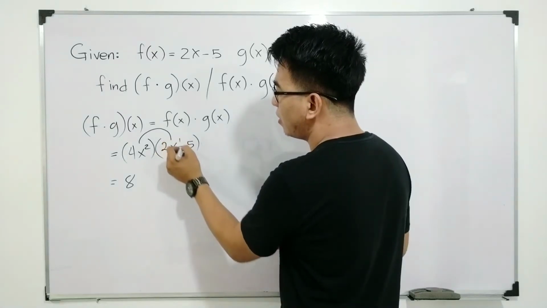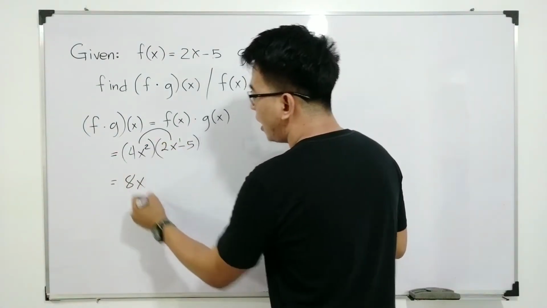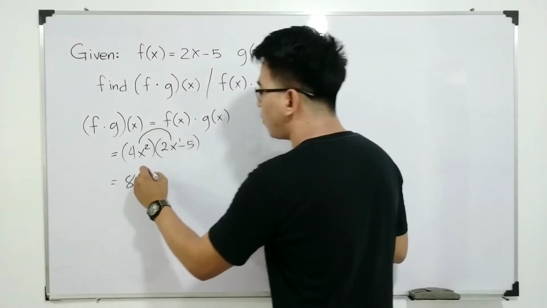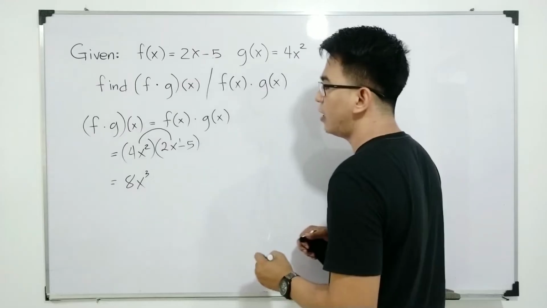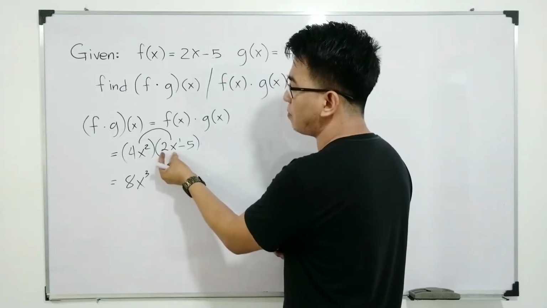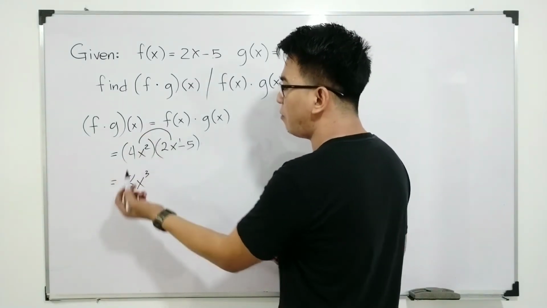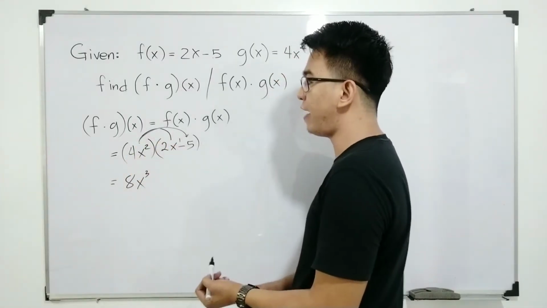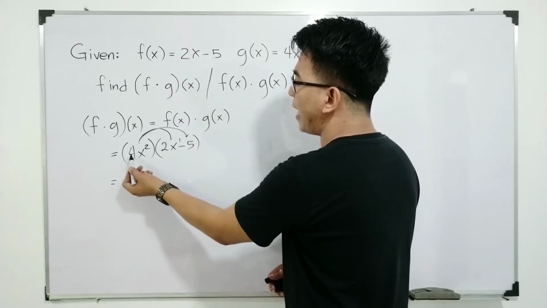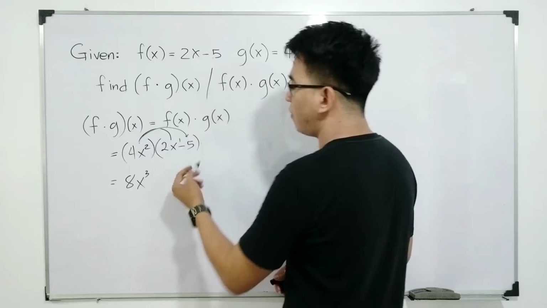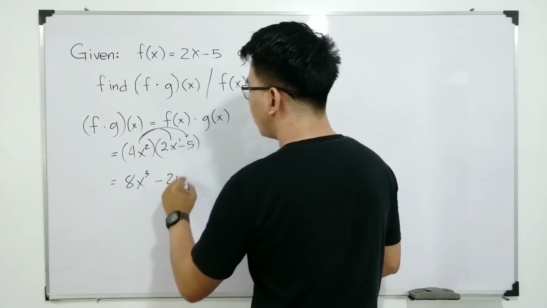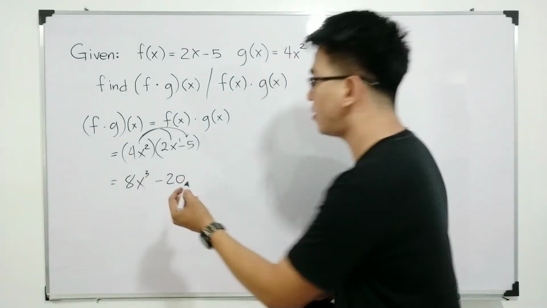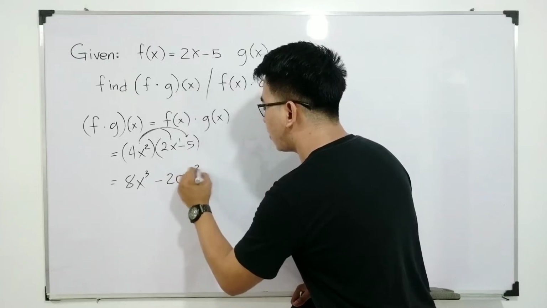Ang gagawin mo dito, simply copy the variable and then add the exponents, which is what? 2 and 1. It will give you the answer of 3. Now, tapos pa lang tayo sa first term. Next naman natin, we will multiply 4x squared papunta kay negative 5. Wherein, when you multiply 4 and negative 5, it will give you negative 20. And for the variables, copyin mo lang yung x squared at ito na mismo yung sagot natin.